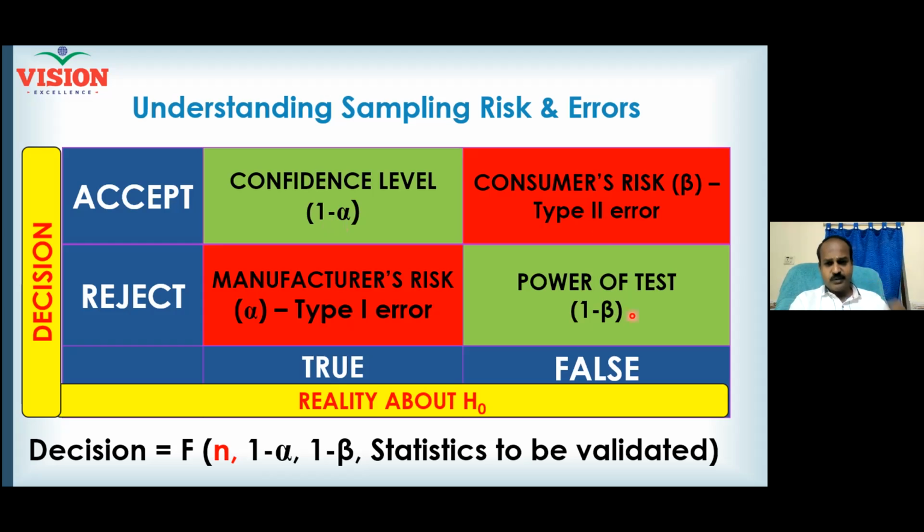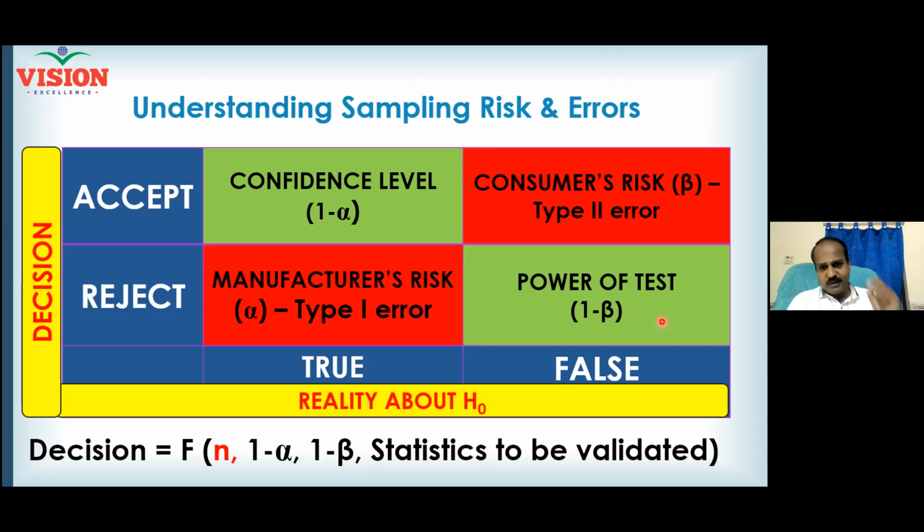The ability to correctly reject a bad product, that is called the power of test. Your quality checker correctly rejects the bad product. There are 100 units you are asking them to check, out of which let us say some units are bad. Let's say 100 units are bad. Out of the 100 units, 95 units they will reject correctly, but 5 units they will allow to escape. Why? Because the beta is 5%.